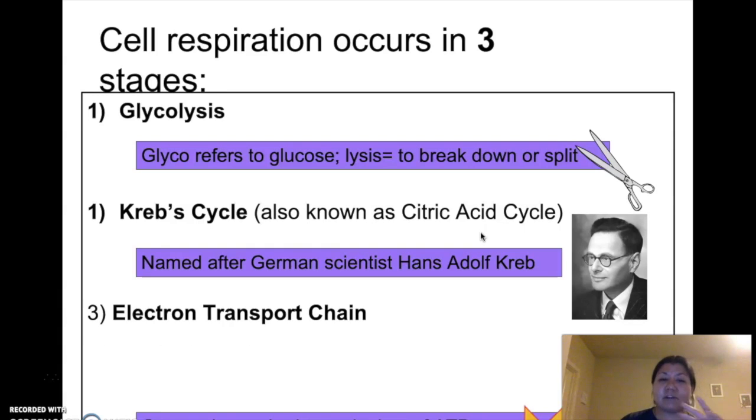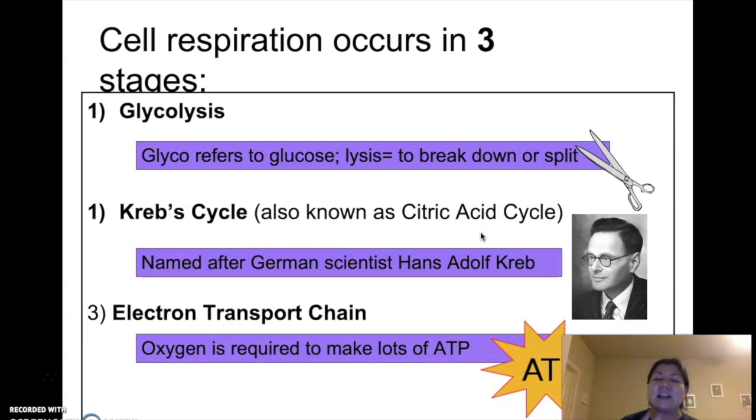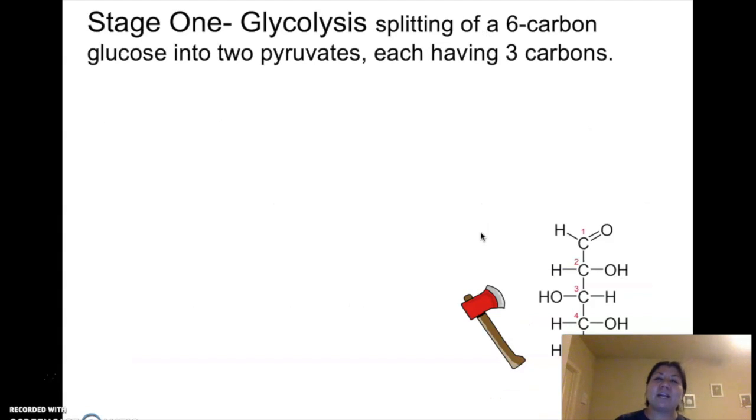Okay, step 3 is our electron transport chain. This is where we need that oxygen. It's going to make a ton of ATP. So let's go ahead and go over glycolysis.